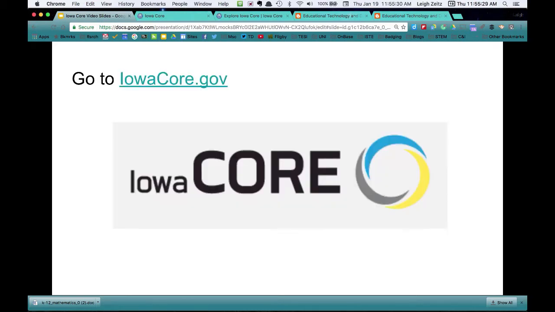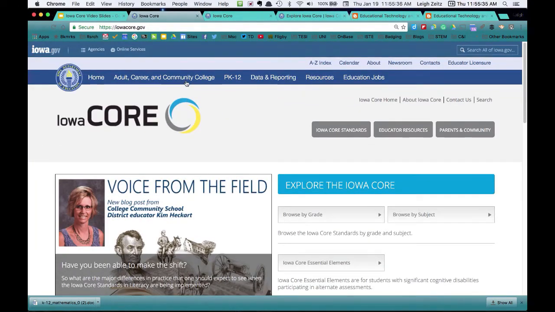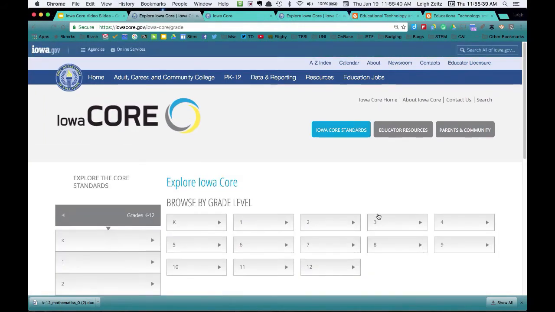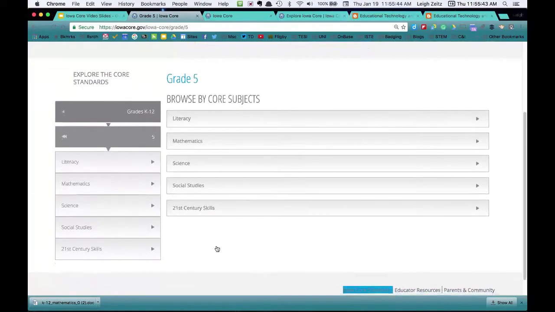So let's go over and take a look at IowaCore.gov. Now, when we open this up, we're going to begin by selecting a grade. I want to work with the 5th grade. I used to teach 5th grade and really enjoyed that level. And what I'd like to do is a project where we're doing some experimentation, something about plants, because that's going to fit into the thematic unit that we're doing. So let's take a look in mathematics.